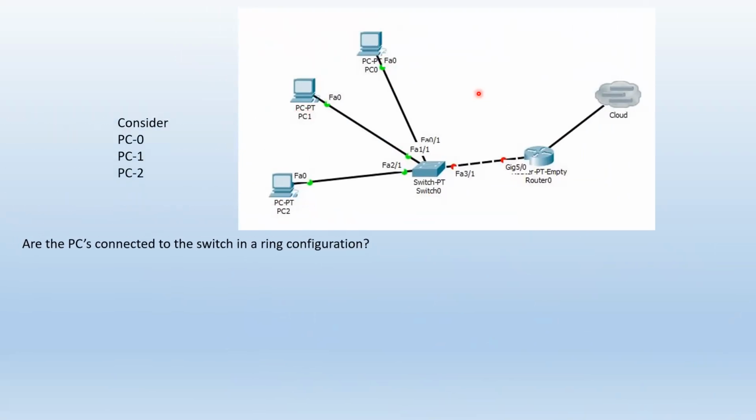The last thing I'm going to explain to you is the geometry of the physical or the signal routing geometry of the network. All right, so consider PCs, PC 0, 1, and 2. These are those three PCs. Are the PCs connected in a ring configuration? No, they are physically connected as a star configuration to the switch. Is it a star? Yes, it's a star. Physically it looks like a star.